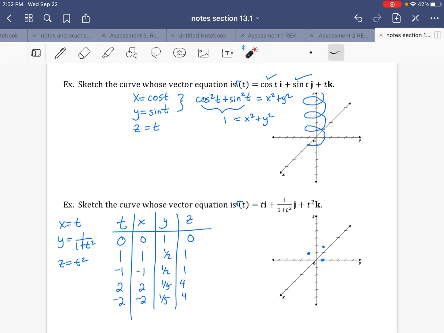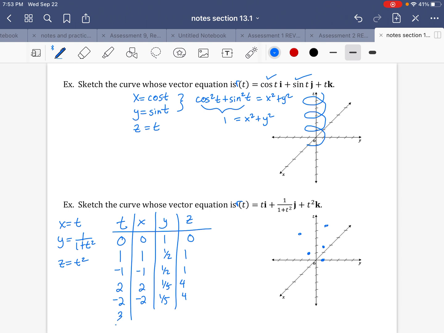So let's see. 2 would be out here. Then I go 1/5, so I'm even closer in, but then I am up 4, so like maybe about there. On the other side, I'll go to negative 2, out 1/5, and up 4. Okay, so I'll put it about like here and here. All right, and I'll show you in a minute. There's a program you can use to help yourself out.